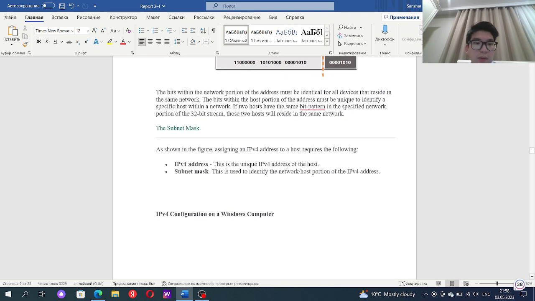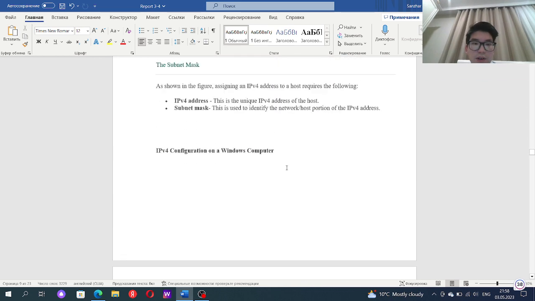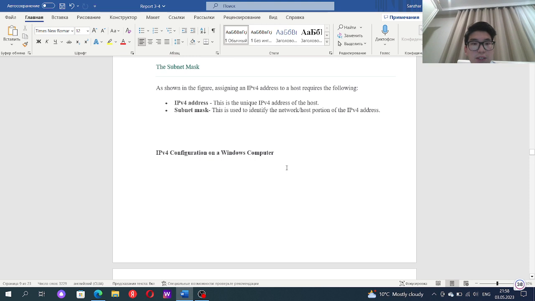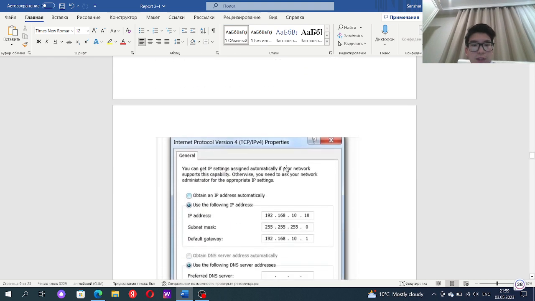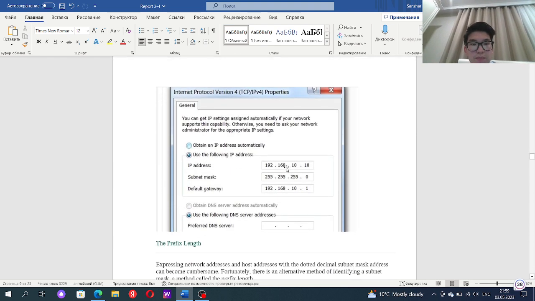So the subnet mask, as shown in this figure: the IPv4 address is the unique IPv4 address of the host, and the subnet mask is used to identify the network and host portions of the IPv4 address. For example, the configuration of IPv4 has our IPv4 address, subnet mask and default gateway.